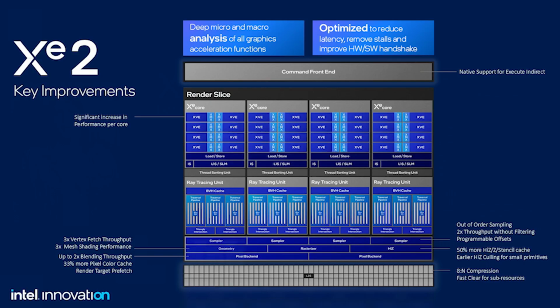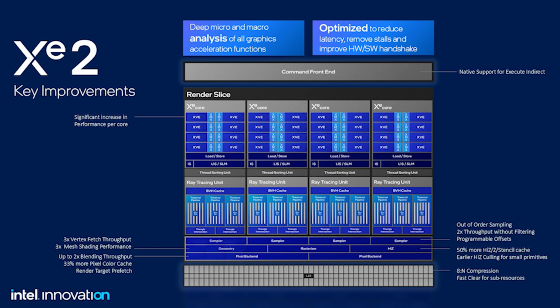At our highest level of design, we have the render slice, which features 4 cores, 4 ray tracing units, and fixed function hardware within each render slice. A render slice is the heart of allowing our Arc graphics design to be highly scalable. To build the Xe2 render slice, we started with micro and macro analysis of all graphics accelerated functions to identify improvement opportunities across various workloads. This work has led to latency reduction for various function calls, less stalls, and improved interaction between our graphics hardware and software. For our Xe core, we have seen a significant increase in performance per core, which we will describe in more detail later in this presentation.